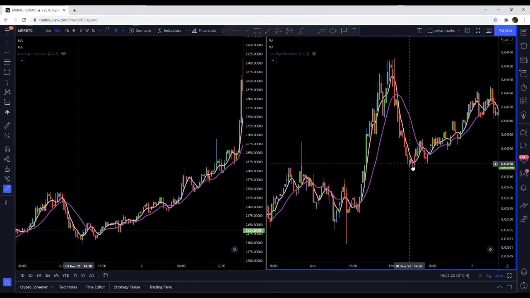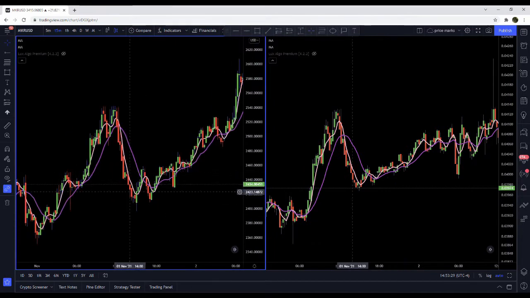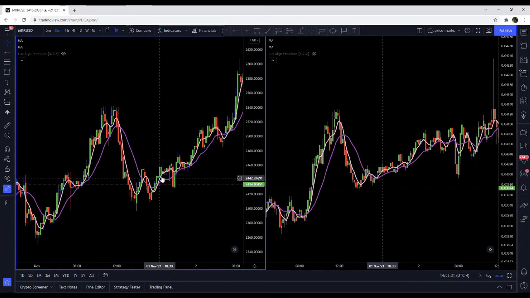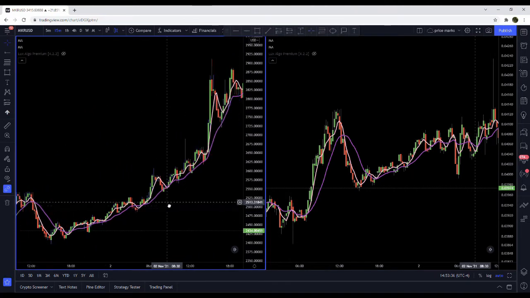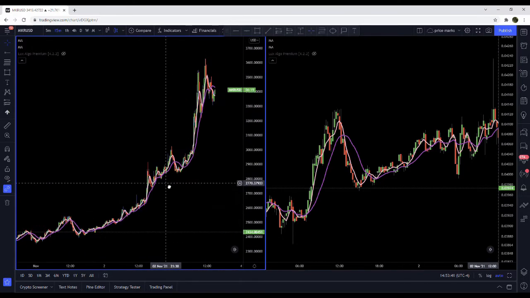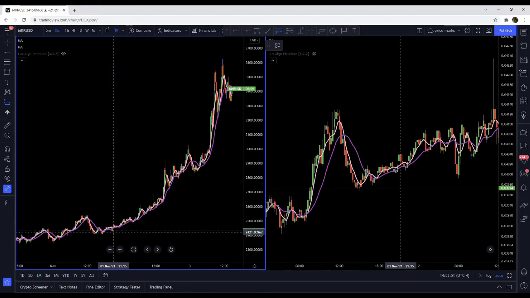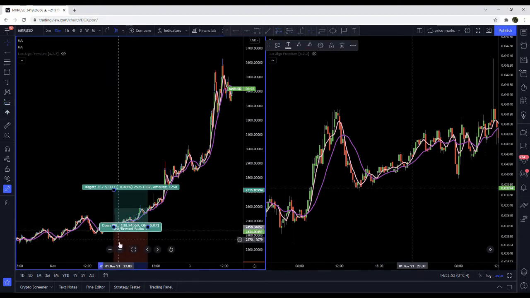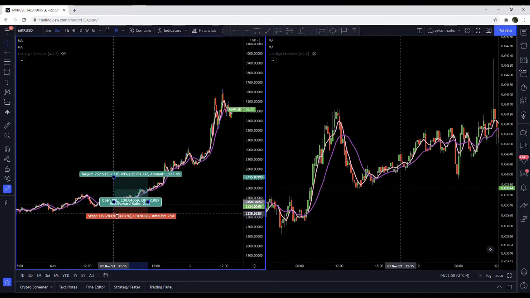So we had our break, retest. We had our break, retest. So off this break, retest, could have entered here. We had this buying pressure, right? With your stop loss right below structure.